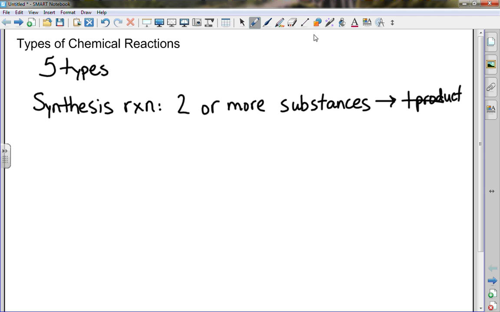Whoops, didn't mean to do that. Let's highlight. Let's try that again. One product. Okay, so let's look at an example of what a synthesis reaction might look like. You could have something like, say, calcium oxide plus water would give you calcium hydroxide.